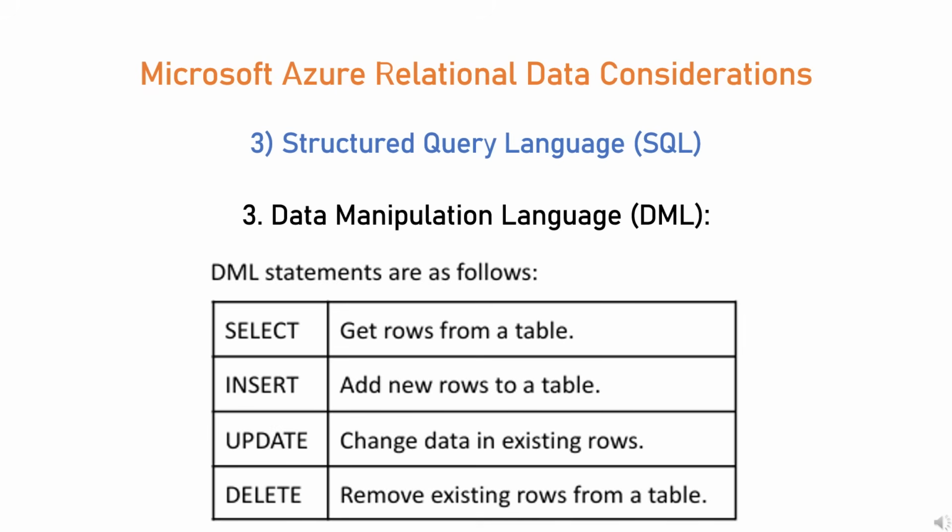DML statements are as follows. Select, get rows from a table. Insert, add new rows to a table. Update, change data in existing rows. Delete, remove existing rows from a table.